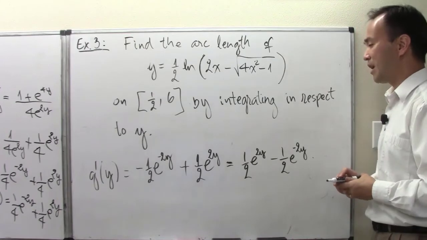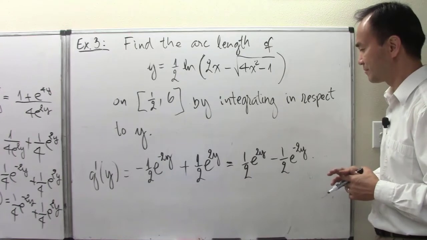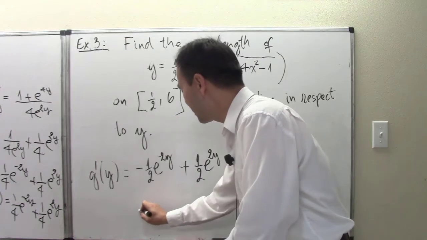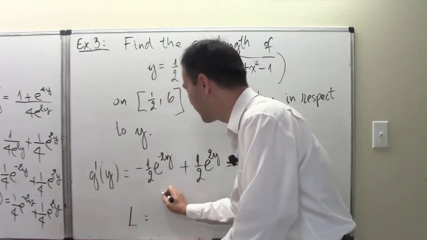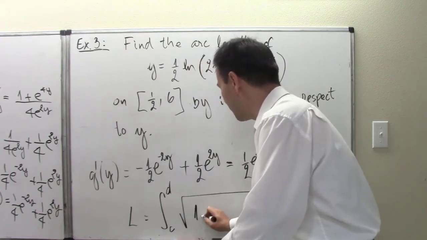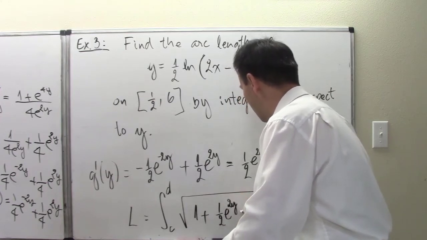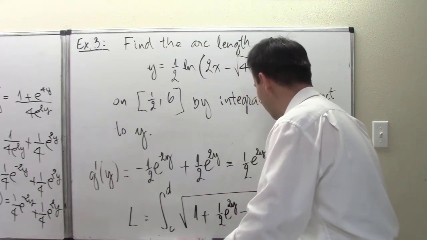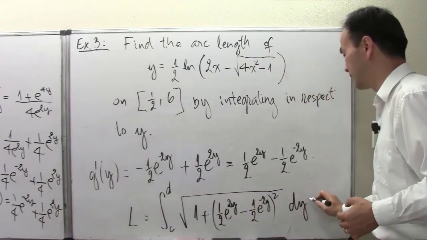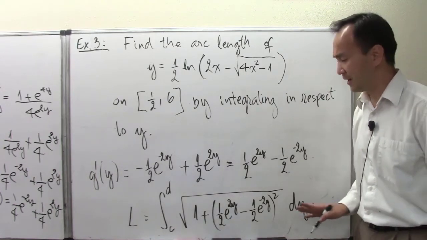Okay, and so now allow me to quickly erase this. So now the integral is going to be the following: from some c to d, square root of 1 plus, and now 1/2 e to the 2y minus 1/2 e to the negative 2y, all squared, because that's g prime squared according to the formula. All right, so we're almost complete with our setup of the integral over here.